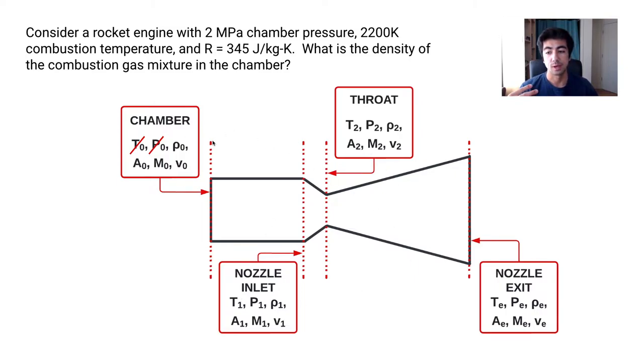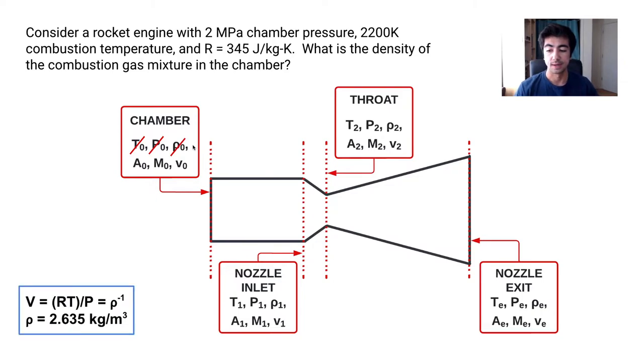And so looking at our chamber, we have the temperature and pressure that are known values. And like we said, if you know two of these intensive properties, then you can figure out the third. What that means is that if you can cross off the top two values in any of these sections, then you'll know the third. So here we know the temperature and the pressure. We can find the density using that ideal gas law we just talked about. That is simply solving for the specific volume. Specific volume is the reciprocal of density. And we can just rearrange that ideal gas law equation, plug in these values which were given in the statement, and we get a density of 2.635 kilograms per meter cubed.